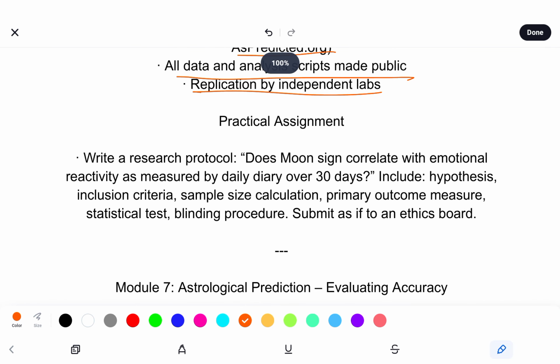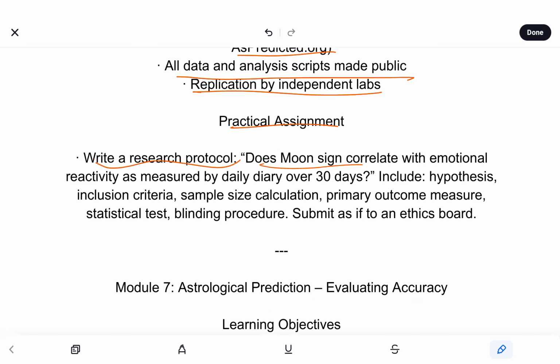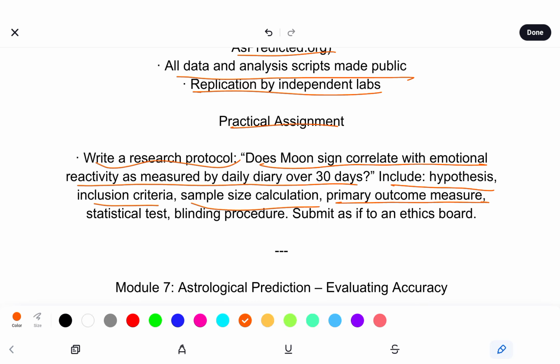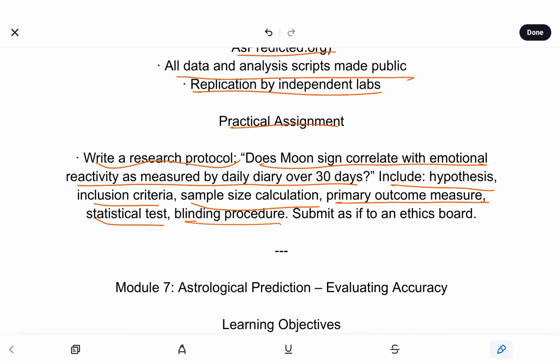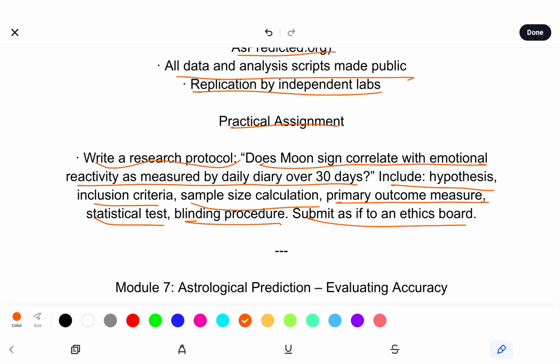So our practical analysis-based assignment is to write a research protocol. Does moon sign correlate with emotional reactivity as measured by daily diary over 30 days? Include the hypothesis, inclusion criteria, sample size calculation, primary outcome measures, statistical test, blinding procedure. Submit as if to an ethics board.